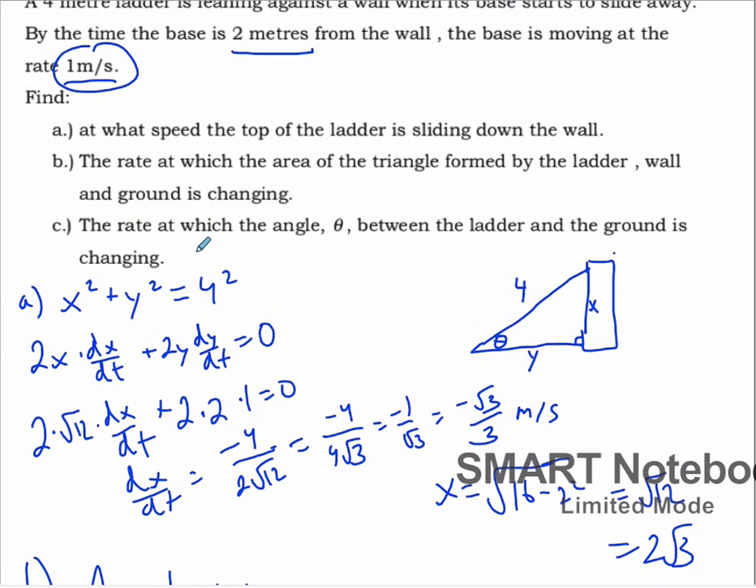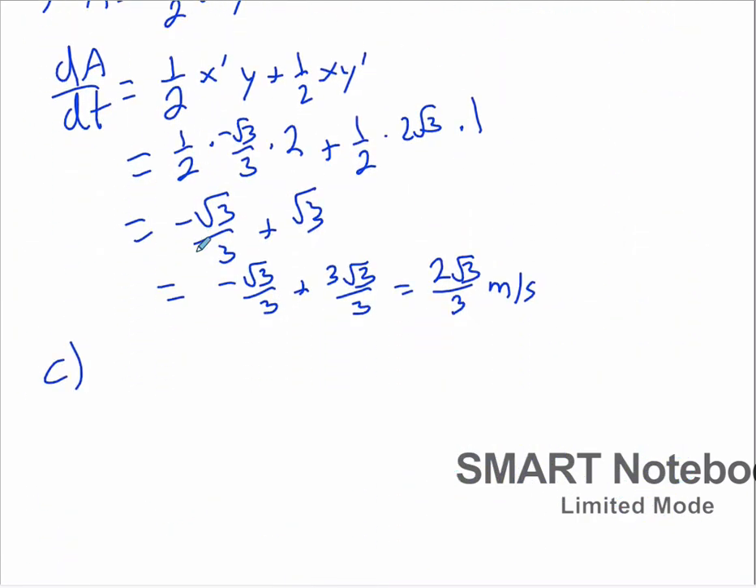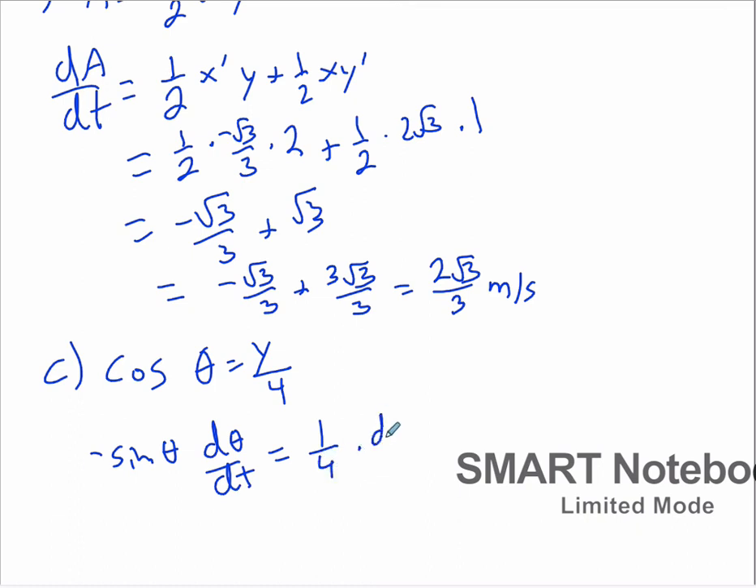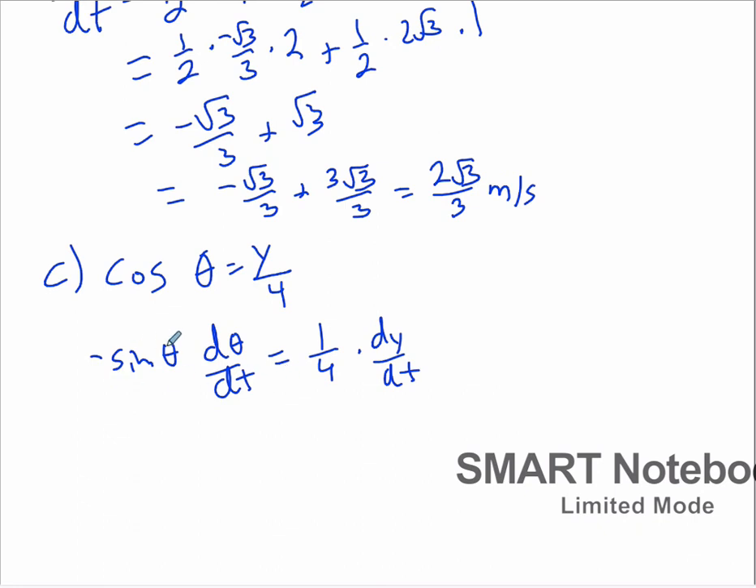So we have cosine theta equals y over 4 is our equation. So when we find the derivative with respect to time, we get negative sine theta d theta/dt equals a quarter times dy/dt is our derivative. And so we have dy/dt is 1.